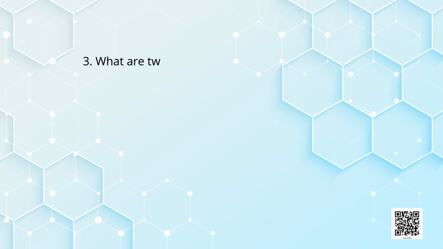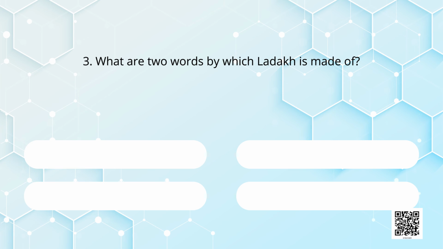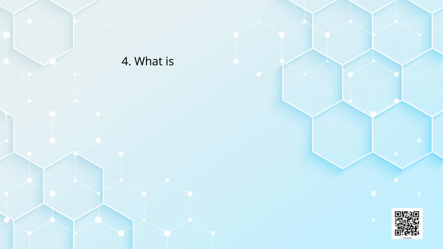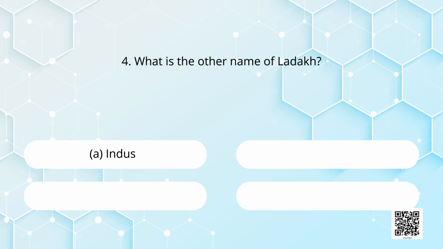Moving on, what are the 2 words by which Ladakh is made of? La and Dak, Lad and Hak, Lad and Ak, none of these. It's actually La and Dak, Ladakh. So what is the other name of Ladakh? Indus, Kargil, Khapachan or Karakoram?